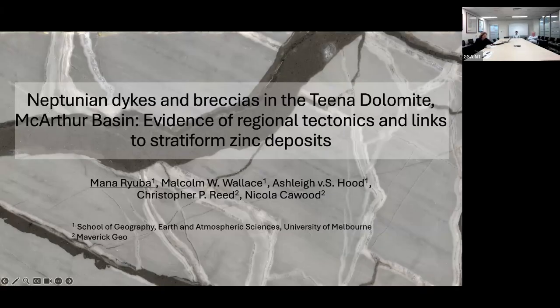Lana Ryuba is a second-year PhD candidate at the University of Melbourne. Her first paper was recently published in Precambrian Research, titled "Tectonically Induced Neptunian Dykes and Breccias in the Paleoproterozoic Teena Dolomite: Significance to Stratiform Zinc Deposits in the McArthur Basin, Australia." Her PhD research focuses on the sedimentology and geochemistry of Precambrian carbonates to understand surface processes and ocean chemistry of Precambrian Earth. She's currently working on the Marinoan cap carbonates in the Flinders Ranges, Australia.